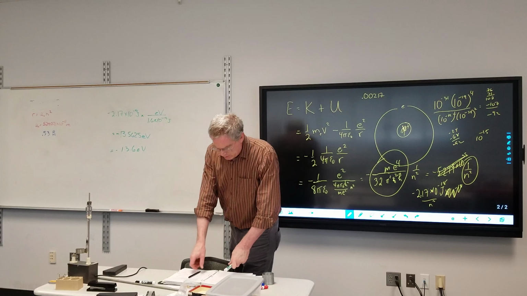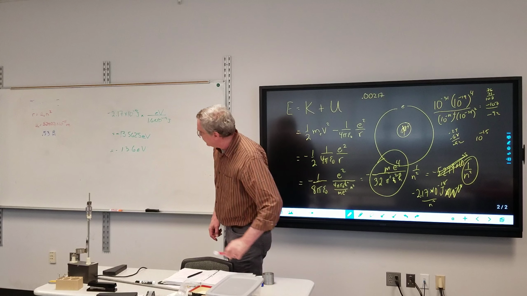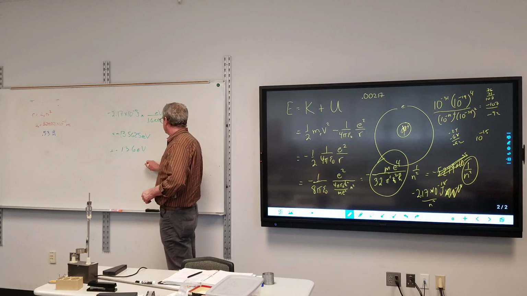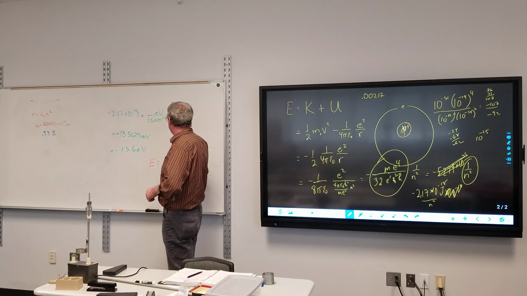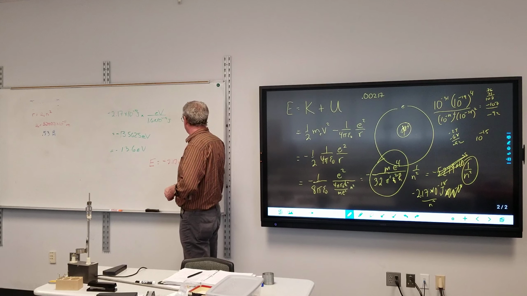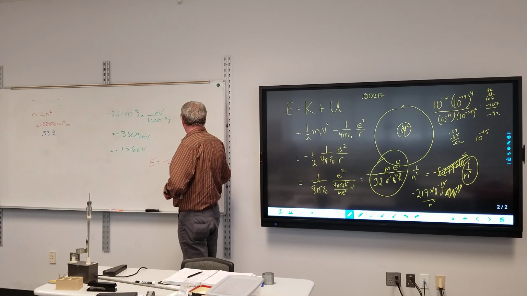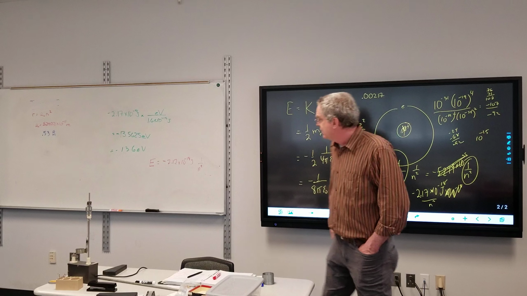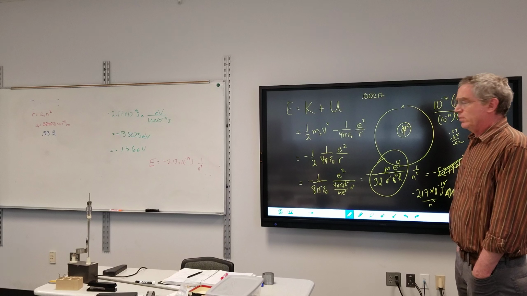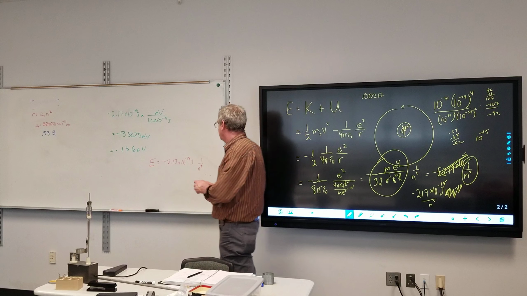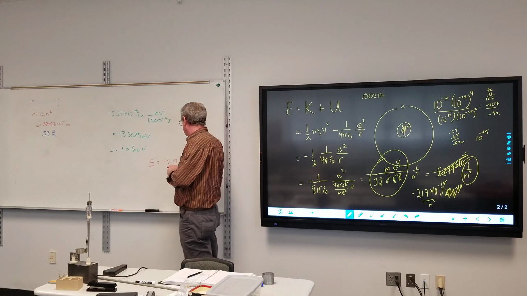So the energy level. We'll stick with joules. It's going to be negative 2.17 times 10 to the negative 18th joules times 1 over n squared, where n is basically the orbital number.